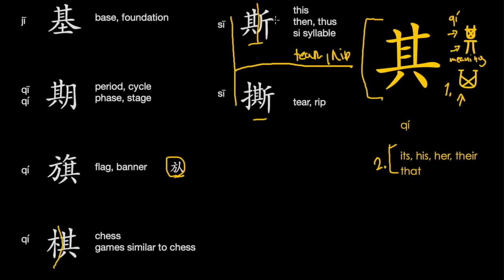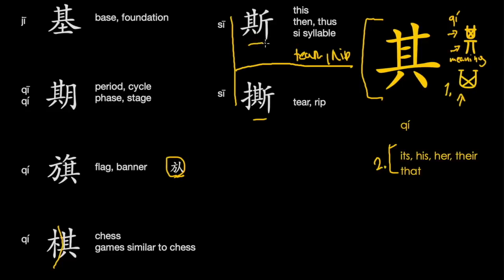Today, the modern character is a phonetic loan. It means this, then, thus, or when it comes to transcriptions of foreign language words, usually names, like for instance Stephen. So you have Si Ti Wen. So you would use this character in foreign language names. For instance, Slovakia is Suru Fa Ke. So the first syllable in Slovakia, when it's written in Chinese, it's this one, Si.